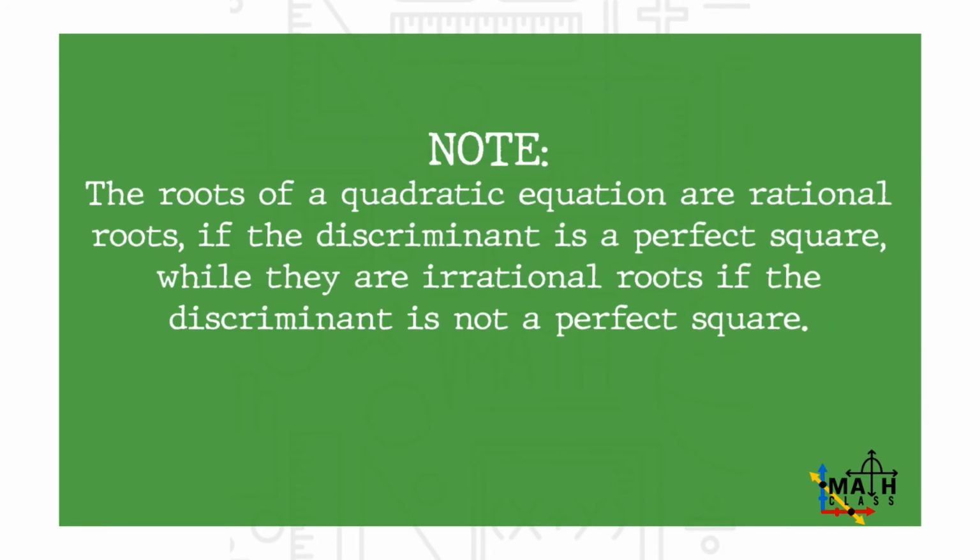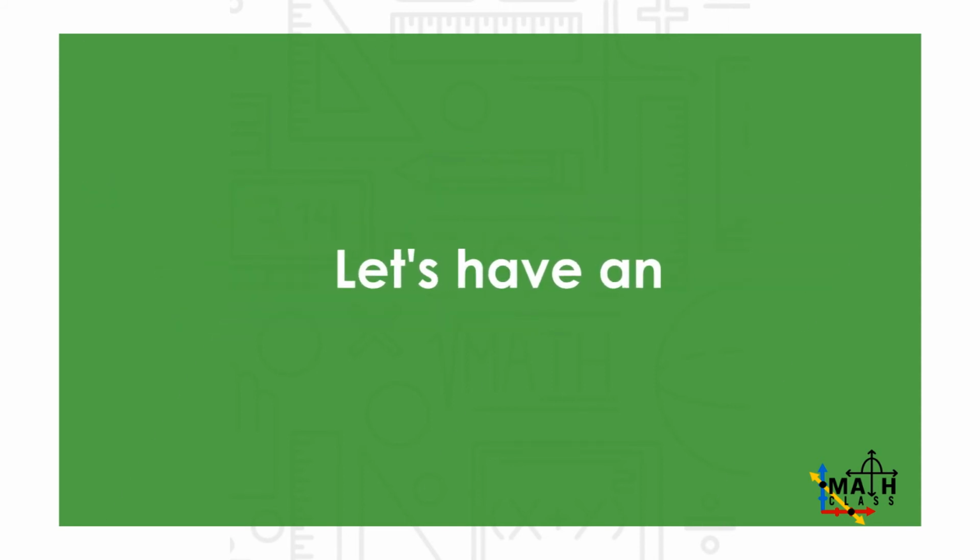Take note that the roots of a quadratic equation are rational roots if the discriminant is a perfect square, while they are irrational roots if the discriminant is not a perfect square. Let's have an example.